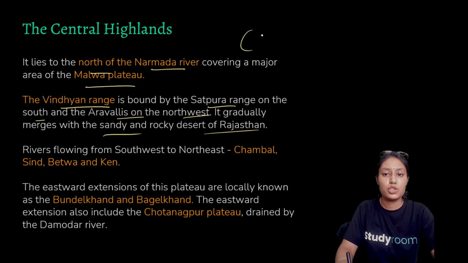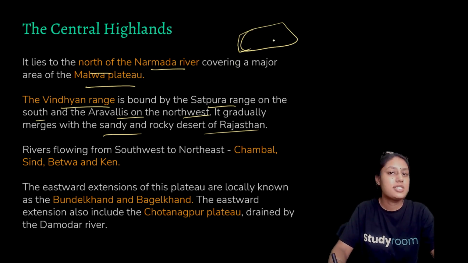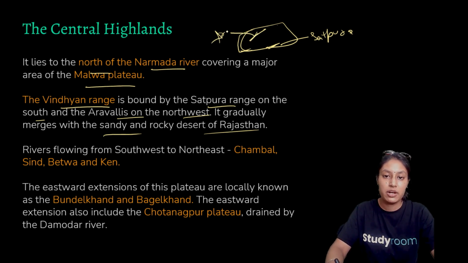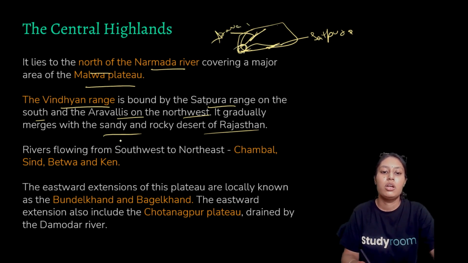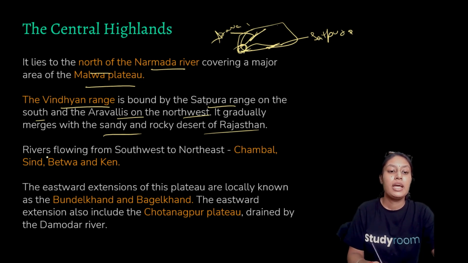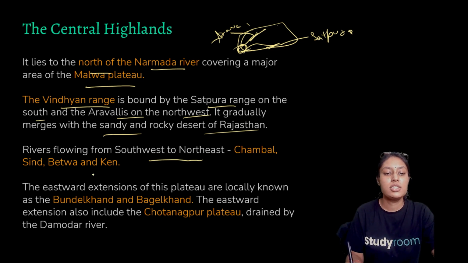So if I have to draw it, for example, this is the central part, and it includes the Satpura Range on the south. In the south part it is the Satpura Range, and in the northwest part, it's the Aravali Range here. That's why they merge into the rocky deserts of Rajasthan. Rivers flowing from southwest to northeast are Chambal, Sindh, Betwa, and Ken. These are the four rivers which are flowing in this area.